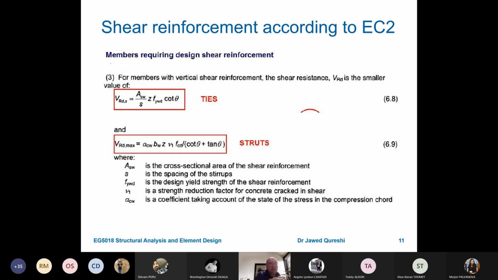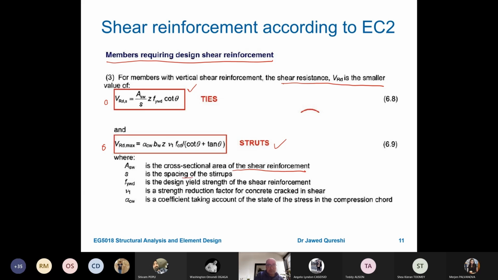In the second case, when members require design shear reinforcement, you have to use these two formulas. For members with vertical shear reinforcement, the shear resistance VRD should be the smaller of these two values. One is related to ties and the other is related to struts. Strut means compression strut, and ties means stirrups. Now ASW is the cross-sectional area of shear reinforcement.